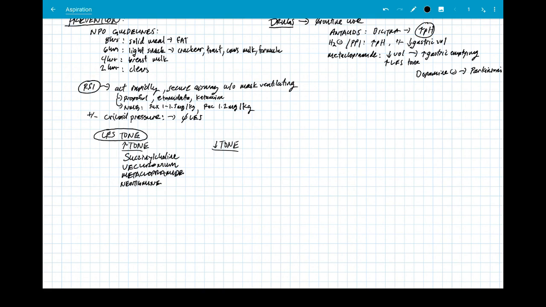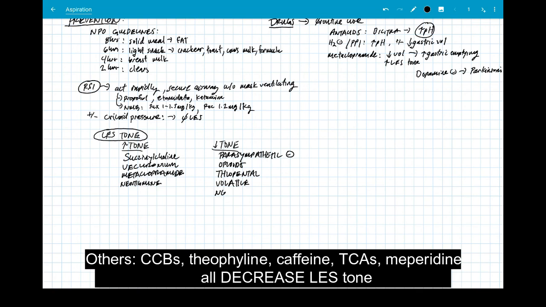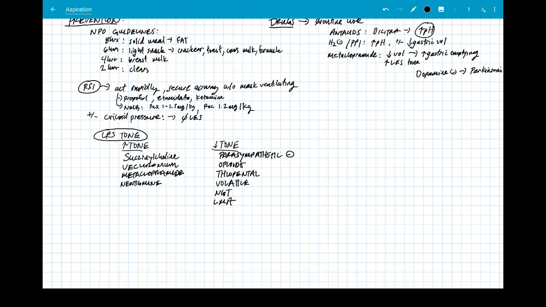Things that are going to decrease esophageal sphincter tone are your parasympatholytics. They are parasympathetic inhibitors. Anything that inhibits the parasympathetic nervous system will decrease the lower esophageal sphincter tone. Opioids, especially high doses and chronic use. Thiopental, volatile anesthetics, NG tubes, and LMAs. Pregnancy as well. Those are common things that are tested and things that you should definitely be aware of that increase and decrease lower esophageal sphincter tone.